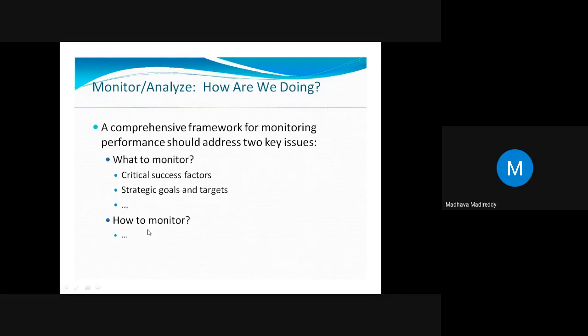Now, the third quadrant is the monitoring. Monitoring is looking after the critical success factors, for example your sales, your profits over a period of time, your market share, your shareholder happiness. So these are strategic goals and targets that you want to set, and then how you monitor them.